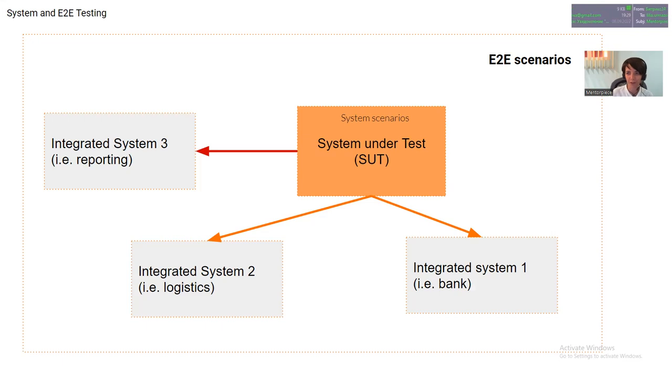But if we are talking about the end-to-end scenario, we should go further to the logistics systems, to inventory systems, to delivery systems, maybe several systems everywhere. And we should go further to the order that has just been delivered to your door. This is the end-to-end scenario, a long one, okay? So we could have system scenario, system testing, and end-to-end scenario, end-to-end testing.